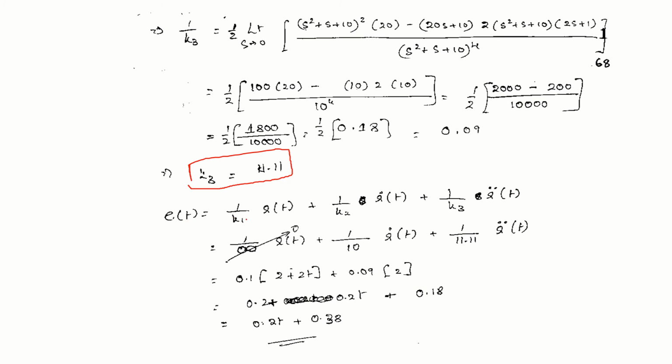So now E of t is 1 by k1 r of t, 1 by k2 r dot of t, 1 by k3 r double dot of t. Substitute here, then you will get this one. That is the error.